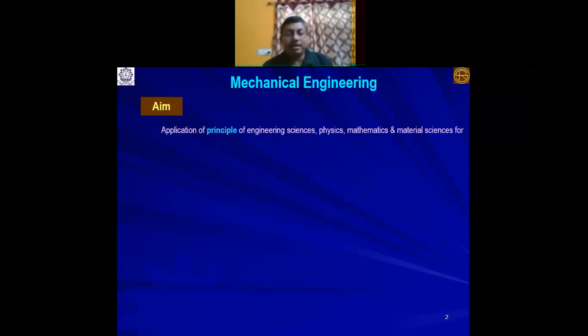Being a mechanical engineer myself, because I have also passed mechanical engineering, we would like to establish why this particular topic is important with respect to mechanical engineering. The aim of mechanical engineering is the application of engineering science, more specifically physics, mathematics and material science, to design, analyze, manufacture, operate and maintain different products. Products may be devices, machinery, or mechanical systems.